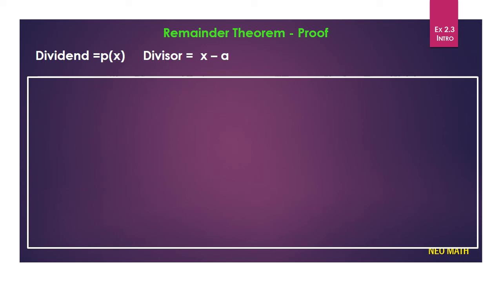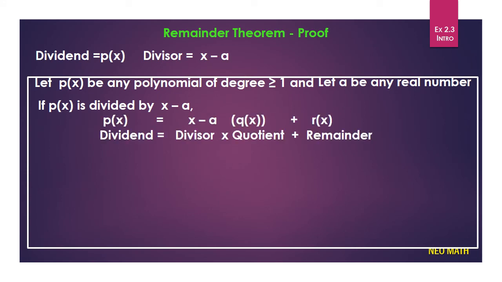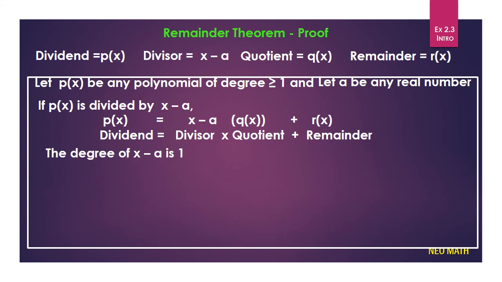So here the dividend is p of x, the divisor is x minus a. Let p of x be any polynomial of degree greater than or equal to 1 and let a be any real number. If p of x is divided by x minus a, then p of x is equal to x minus a into q of x plus r of x. So dividend is equal to divisor into quotient plus remainder. Here the divisor is x minus a. Then we get quotient q of x and remainder r of x.